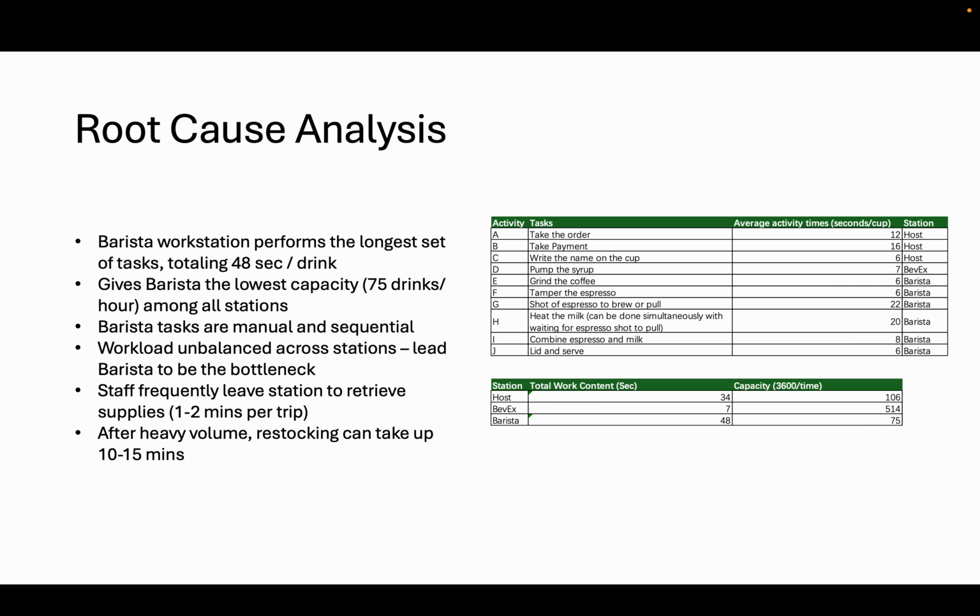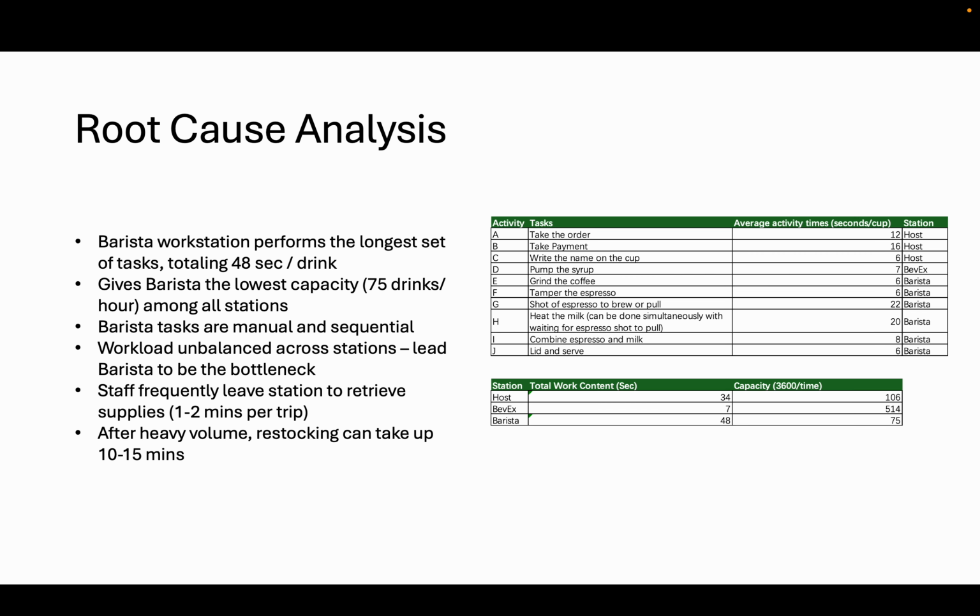Next, we analyze the root causes behind the long wait times by breaking down each step of the drink making process. When we look at the task breakdown on the right, the barista workstation performs the longest set of activities, a total of 48 seconds per drink. This includes grinding the coffee, tamping, pulling the espresso shot, heating the milk, combining the drink, and serving it. Because this sequence is manual and must be completed in order, it creates the lowest capacity among all stations at only 75 drinks per hour.